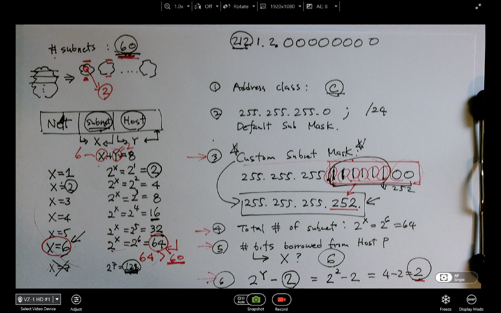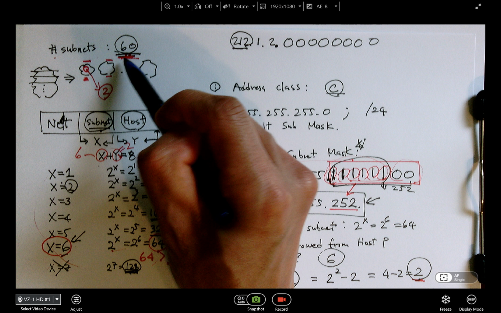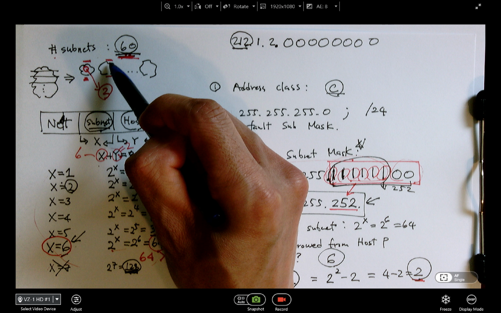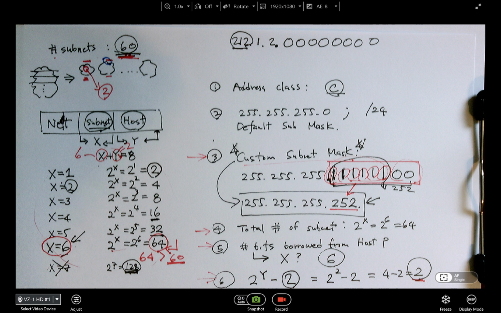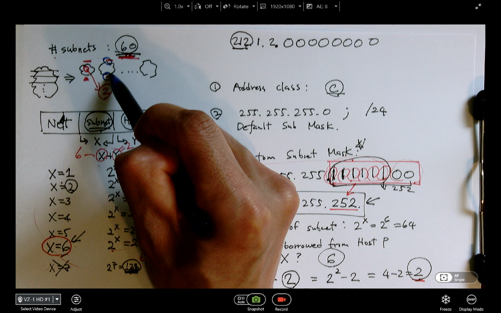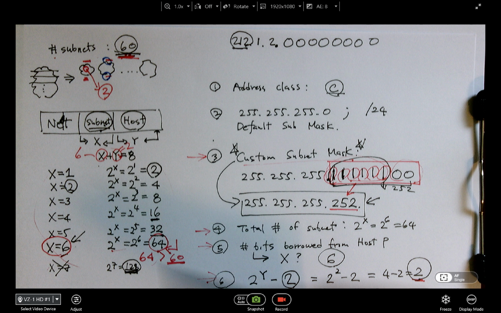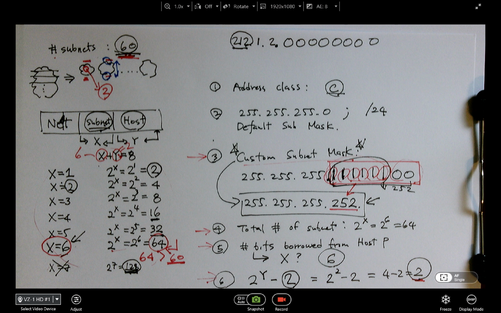Meaning, what is the range? What is the network address of the second subnet, and what is the broadcast address of the second subnet? So this is like a range. Okay, so what is the range of the second subnet?